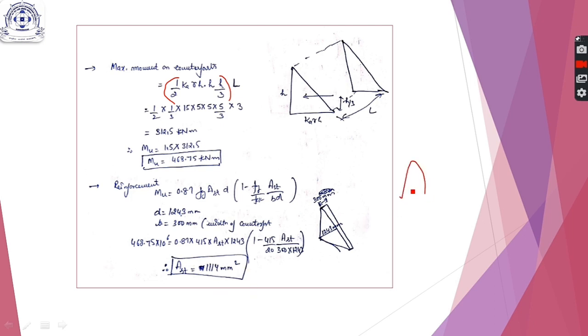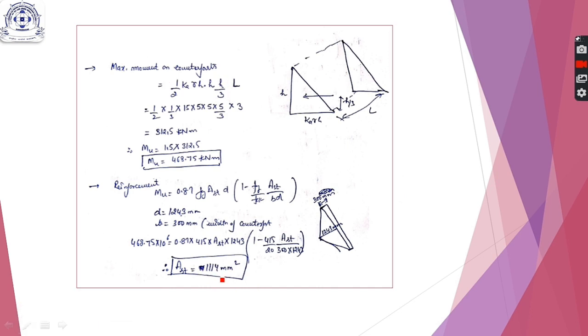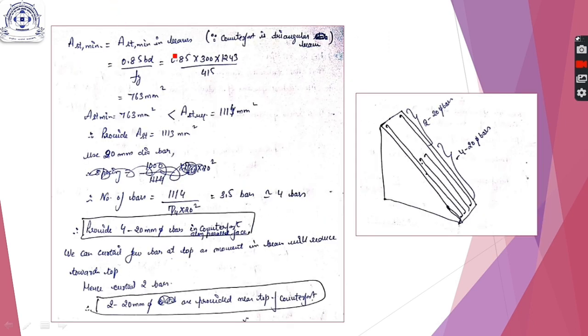After this step we need to find the minimum AST and check that with this. So in case of beams, the minimum reinforcement is calculated by this formula. I hope you remember it, 0.085 BD upon Fy, which is coming out to be 763 mm square. Therefore I am repeating, don't take this AST minimum to be 0.12% because this counterfort is not a slab, it is a triangular beam. So AST minimum is 763 and our AST required is 1114, so we take AST equal to 1114 mm square.